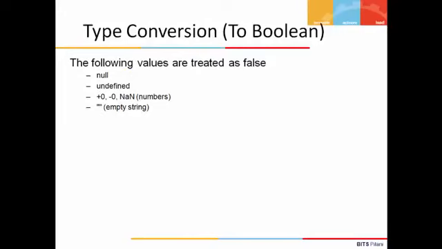Type conversion. So type conversion in the sense you can convert it from one type to another type. For that you have to understand what are the values which are treated as false. So a null or an undefined or plus or minus 0 or not a number, which in abbreviation is represented as NaN, or an empty string, all these values are considered to be false values.